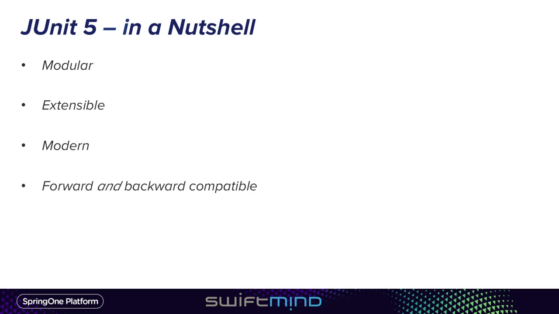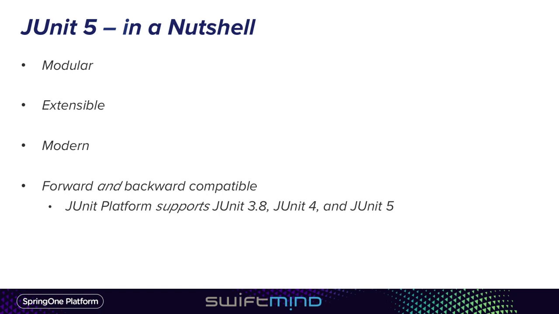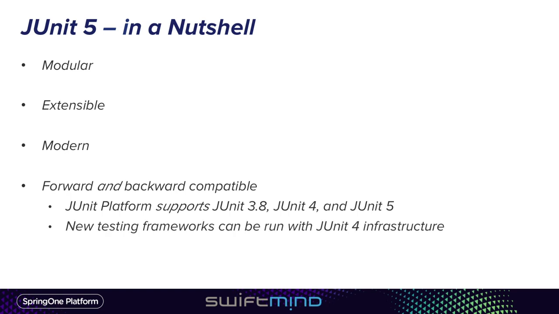But one very important feature is it's both forward and backward compatible at the same time, which might sound a bit tricky. We have actually achieved that. So basically, we have this idea of the JUnit platform. And the JUnit platform supports JUnit 3.8, JUnit 4, and JUnit 5 all at the same time. It also can support any other kind of frameworks now, so that's a very big plus. So new testing frameworks can be run in addition with the existing JUnit 4 infrastructure with JUnit 5, so you have lots of opportunities there to combine things.